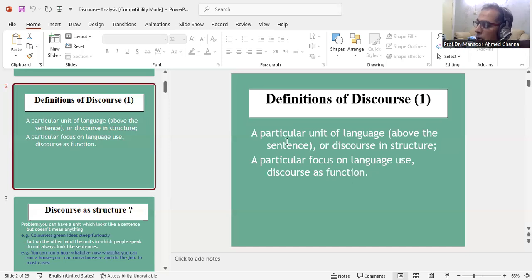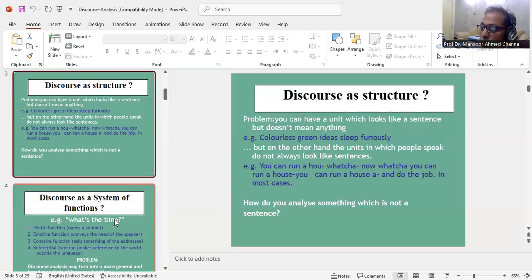If we say a particular unit of language above the sentence is to be called discourse in structure, and when we say a particular focus on language use, it is called discourse in function. Now let's see this individually: discourse in structure and discourse in function. First, discourse in structure.